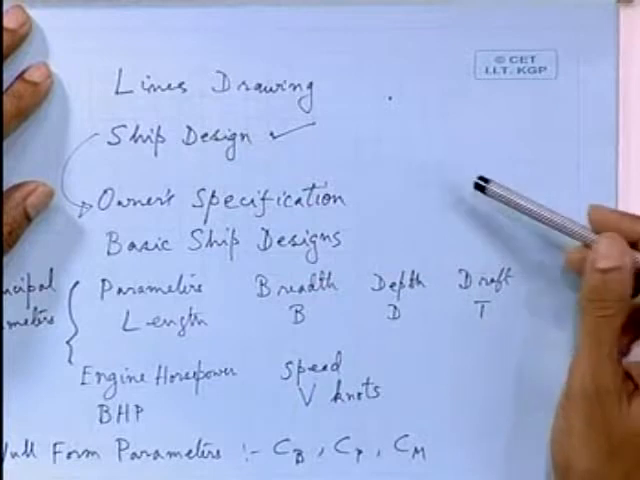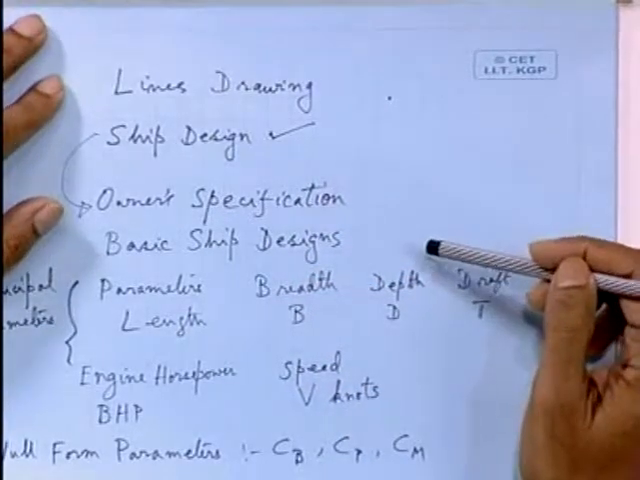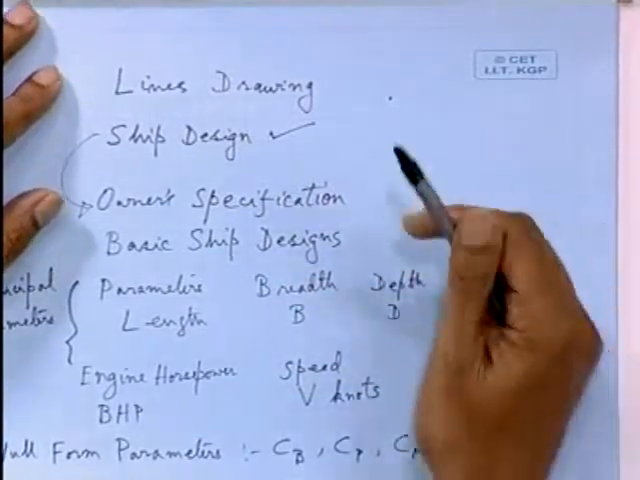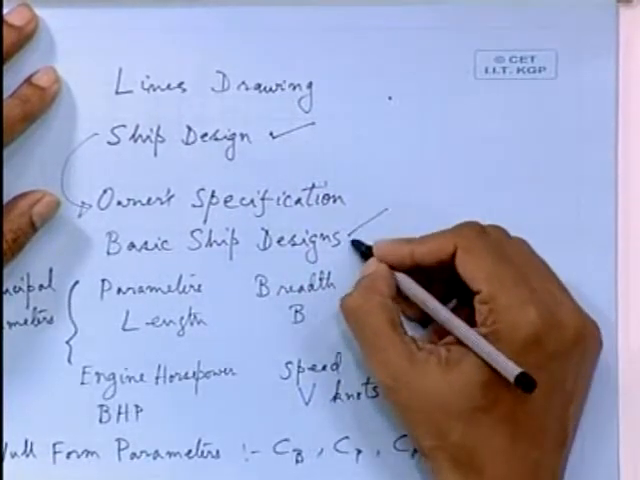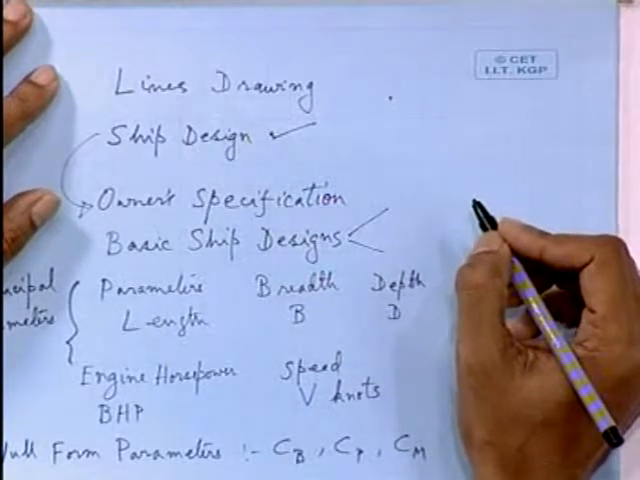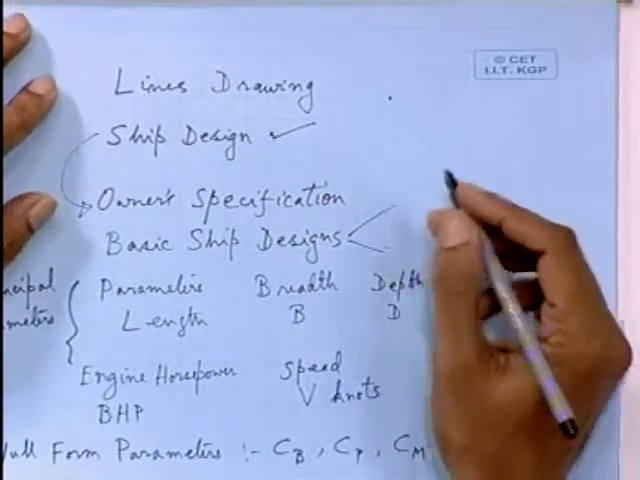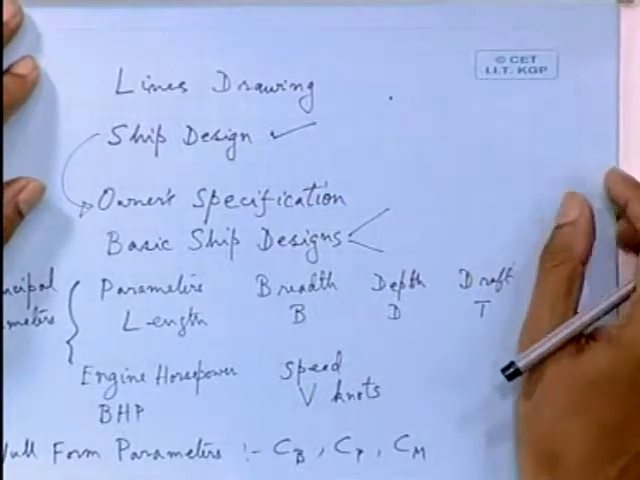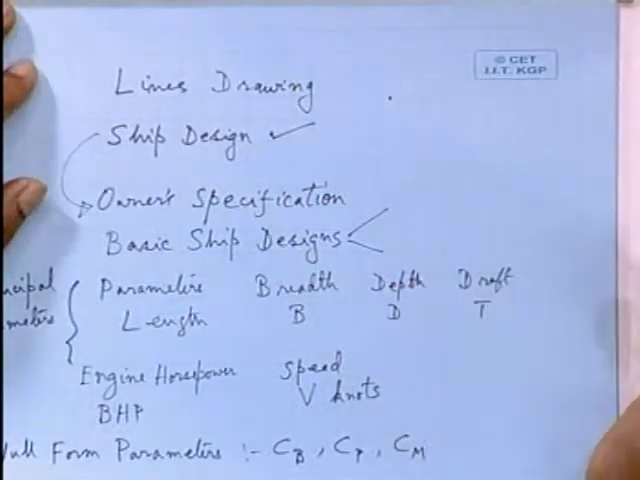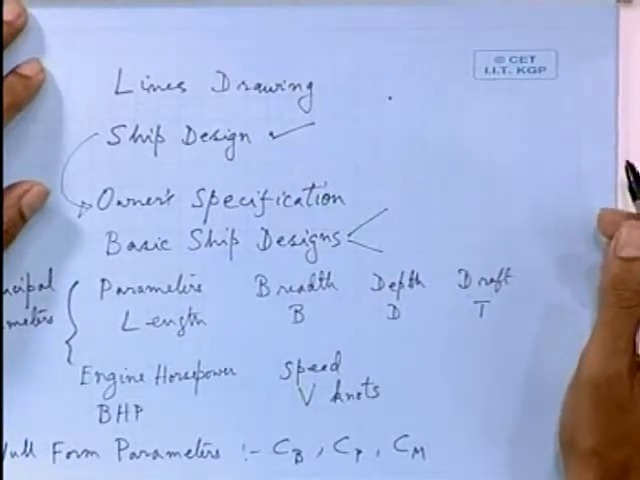So the naval architect tries to gather as much data as possible from his basic ship designs, and these basic ship designs should be very similar to the one proposed by the owner's specification. It should not be far away. Say the owner specifies that he wants a 26,000 ton deadweight cargo ship, and you are looking at another design of 10,000 ton deadweight cargo ship. That will be vastly out of place. That will not give the correct design.